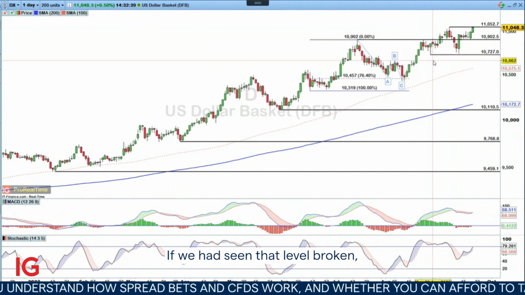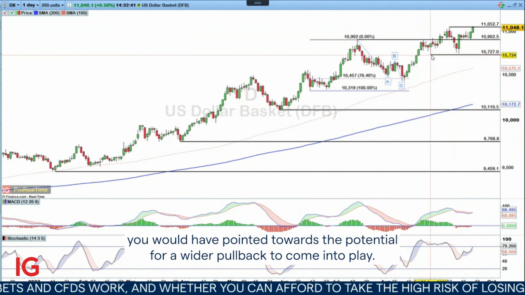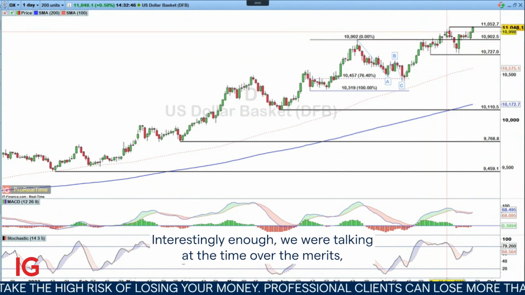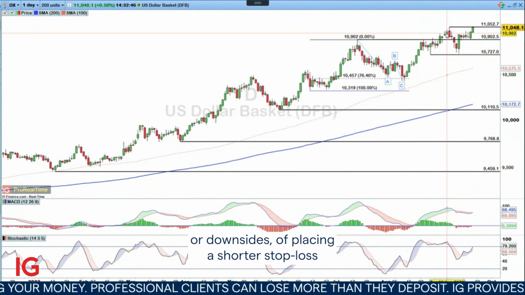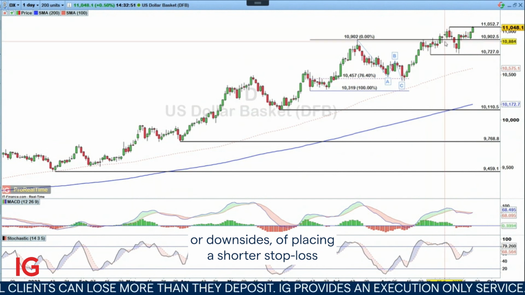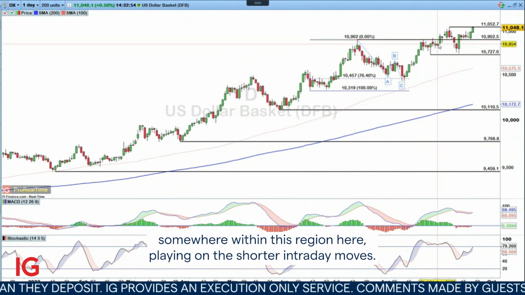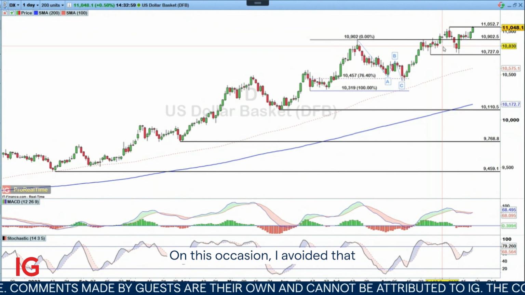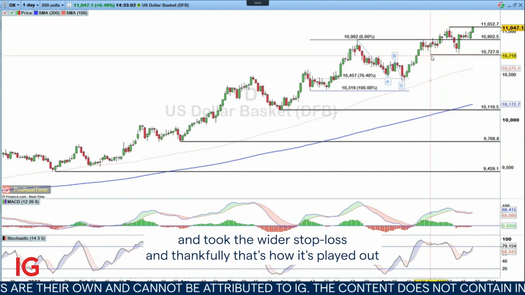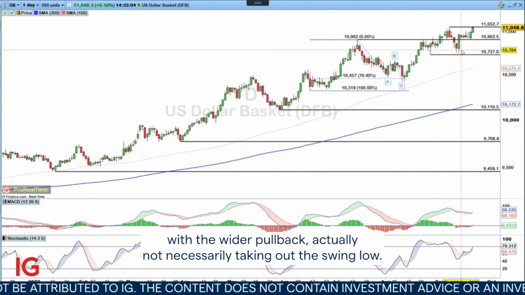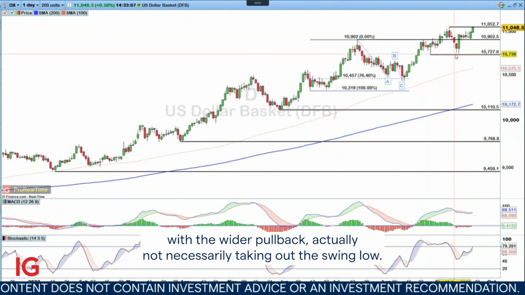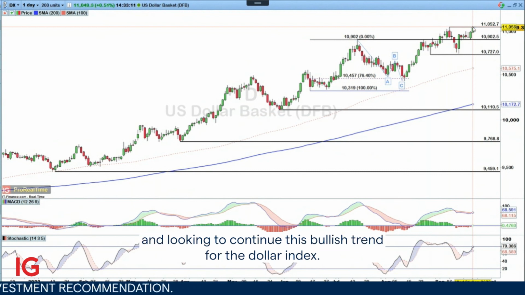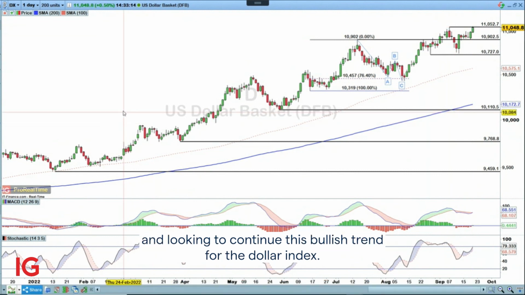If we had seen that level broken, it would have pointed towards the potential for a wider pullback to come into play. Interestingly enough, we were talking at the time over the merits or downsides of placing a shorter stop loss somewhere within this region here, playing on the shorter intraday moves. On this occasion, I avoided that and took the wider stop loss, and thankfully that's how it's played out, with the wider pullback actually not necessarily taking out the swing low. And now we're rallying up through the prior high and looking to continue this bullish trend for the dollar index.